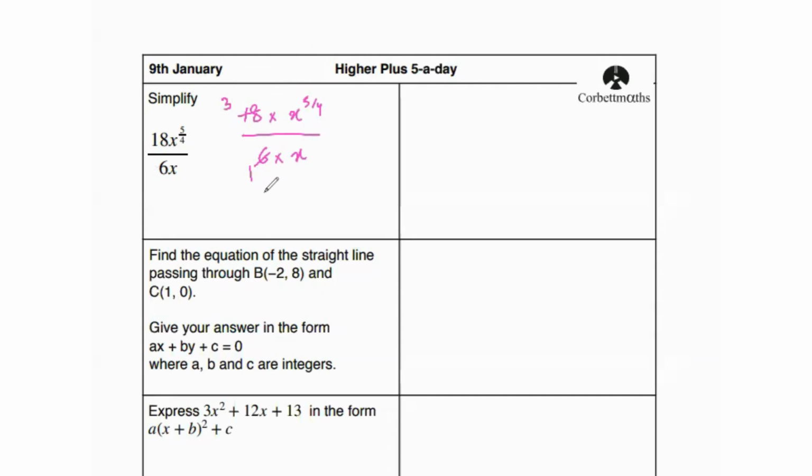For the variables, whenever we have similar bases being divided, we subtract the powers. So since x and x are being divided, we'll do x to the power of 5 over 4 minus 1. So that's going to be 3 times x to the power of 5 minus 4 over 4, which will equal 3x to the power of 1 over 4. That's your answer.